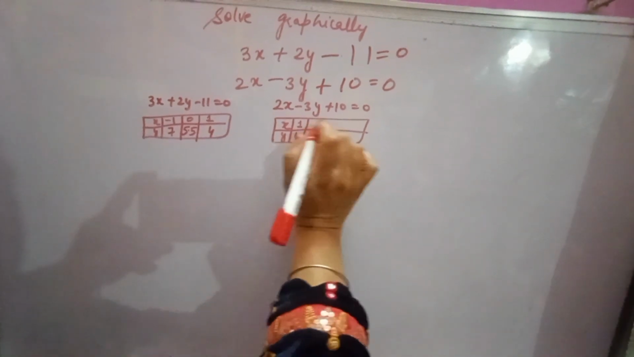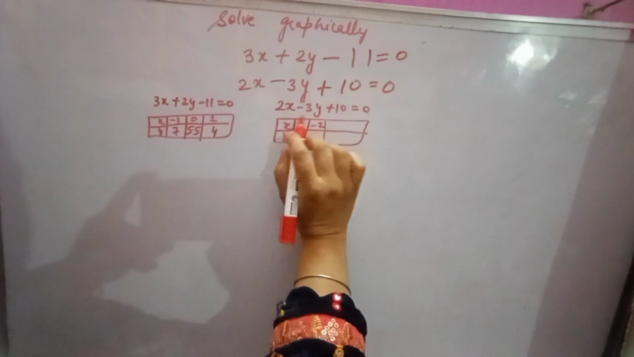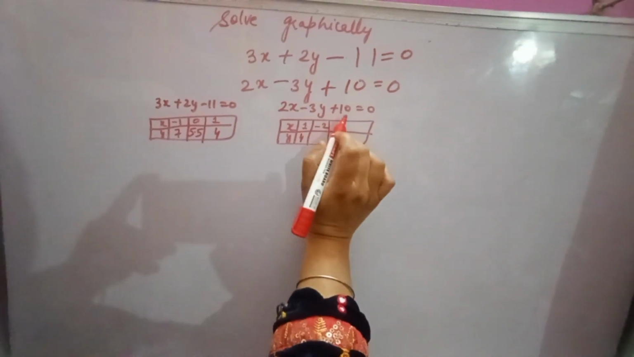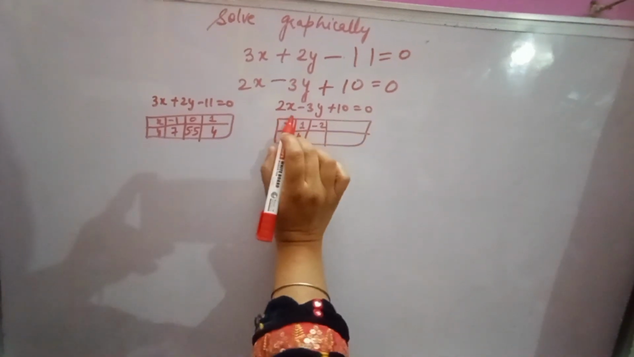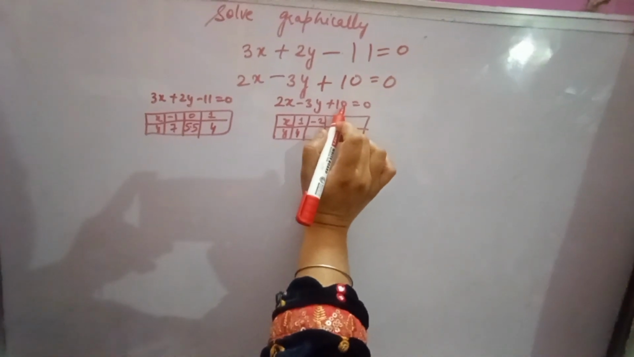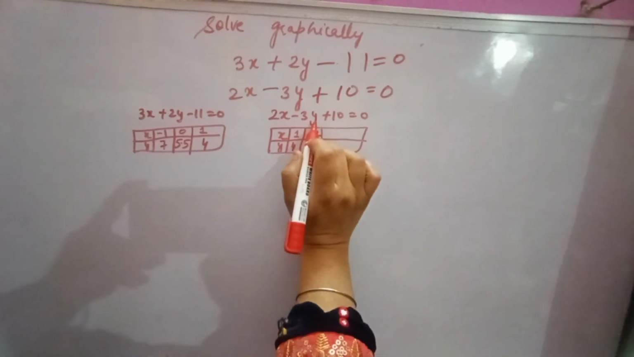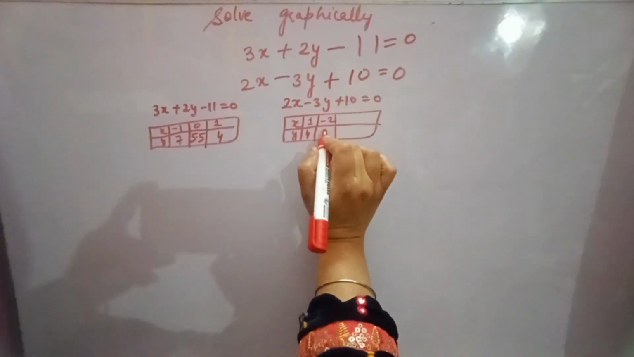First value. Second value, suppose x you are taking minus 2. You have to take x values in this way so that the fraction should not come. Even if a fraction comes, it should be fully divisible, the answer should not come in points. 2 into minus 2 is minus 4. So minus 4 plus 10, 6. 6 will go that side, minus 6. Minus 3y is equal to minus 6. Y will come minus 6 over minus 3, that is 2.